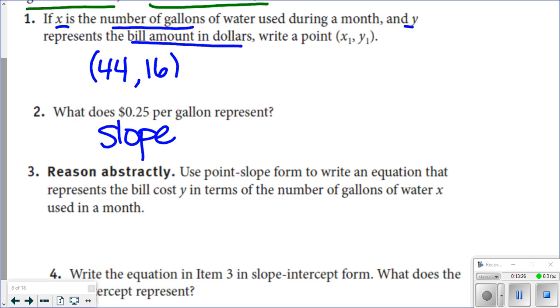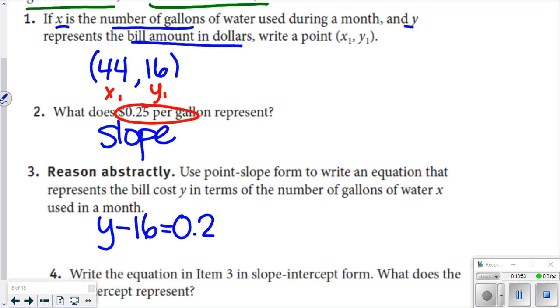So you have the point X1, Y1 from question 1. You have the slope here in question 2. Go ahead and answer question 3. So Y minus 16 equals our slope, X minus 44. Hopefully you got that.